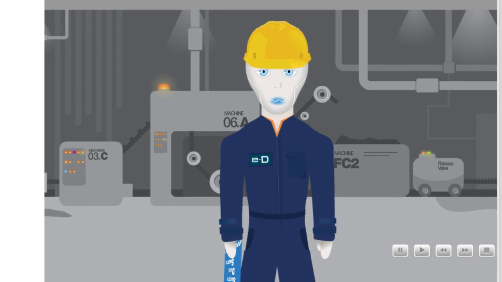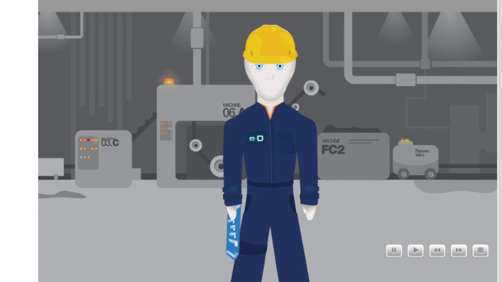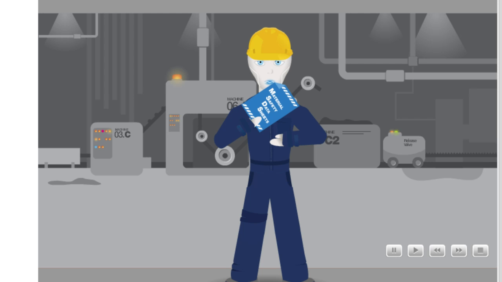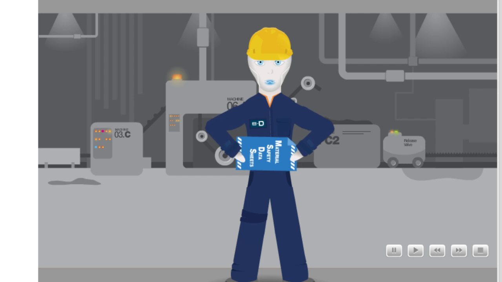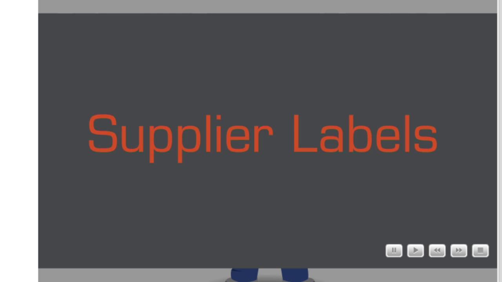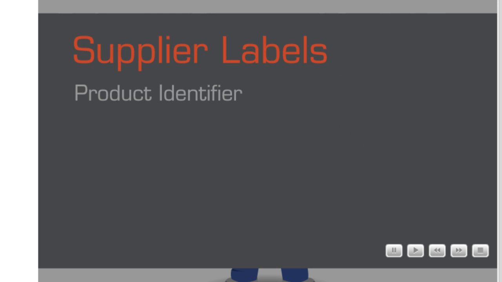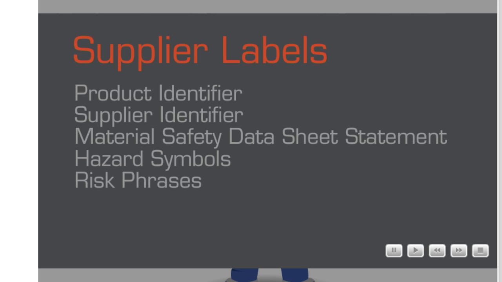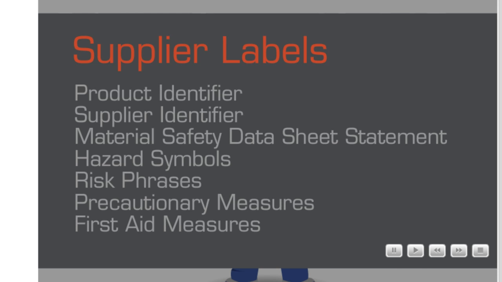There are 2 types of WHMIS labels allowed: supplier labels and workplace labels. This is a supplier label. It must be in both English and French and has to be easily read under normal conditions. It also has to be durable and resistant to damage or removal from the product. It must be large enough and distinctive and contain current information about the product. The supplier label must contain the following information: product identifier, supplier identifier, material safety data sheet statement, hazard symbols, risk phrases, precautionary measure, and first aid measure.